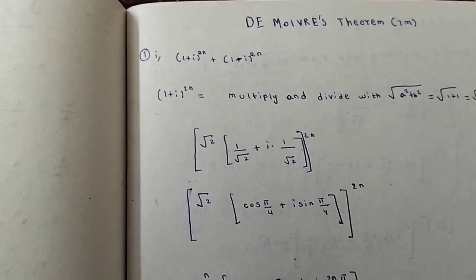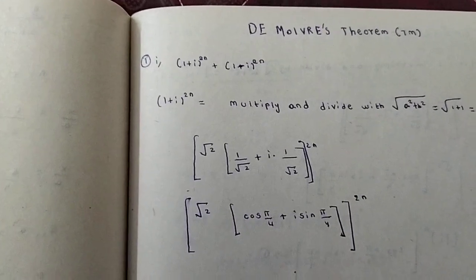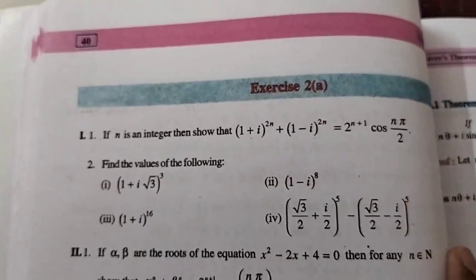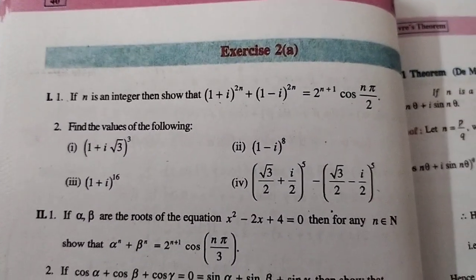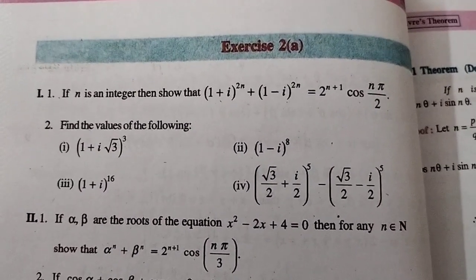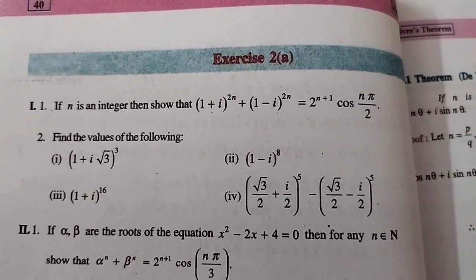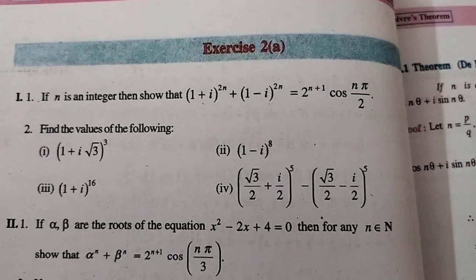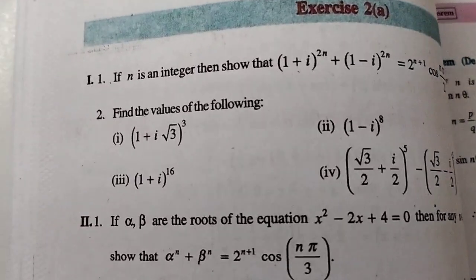So first question is: if n is an integer, then show that (1 + i)^(2n+1) + (1 − i)^(2n+1)... equivalent to 2^(n+1) cos(nπ/2). Okay.